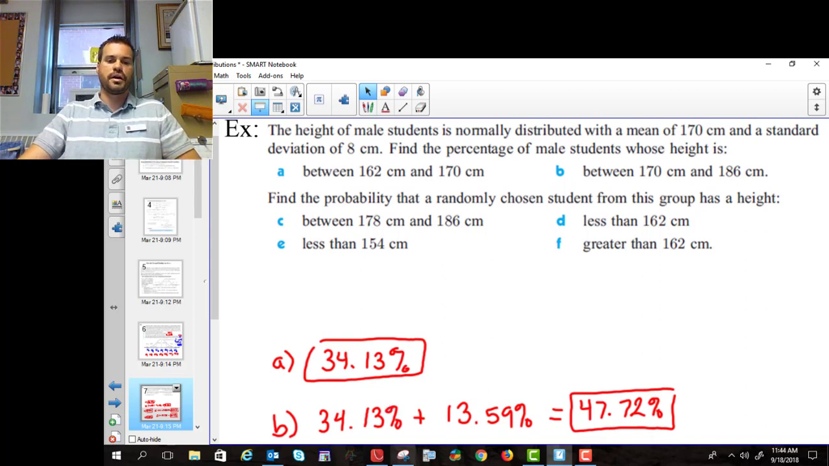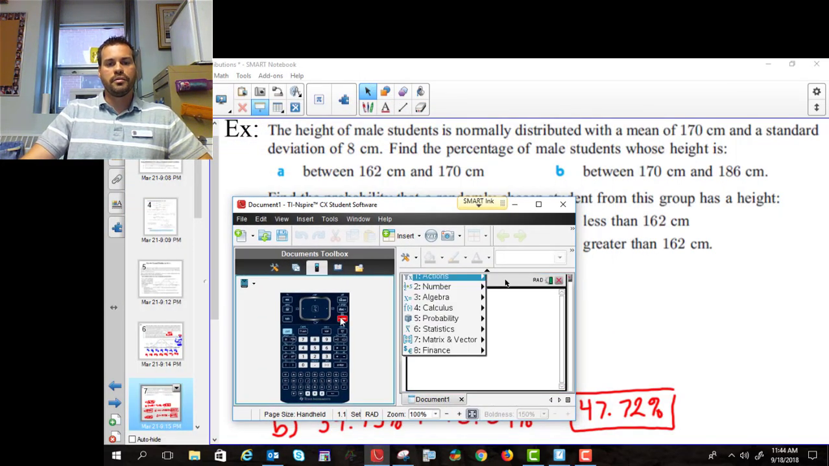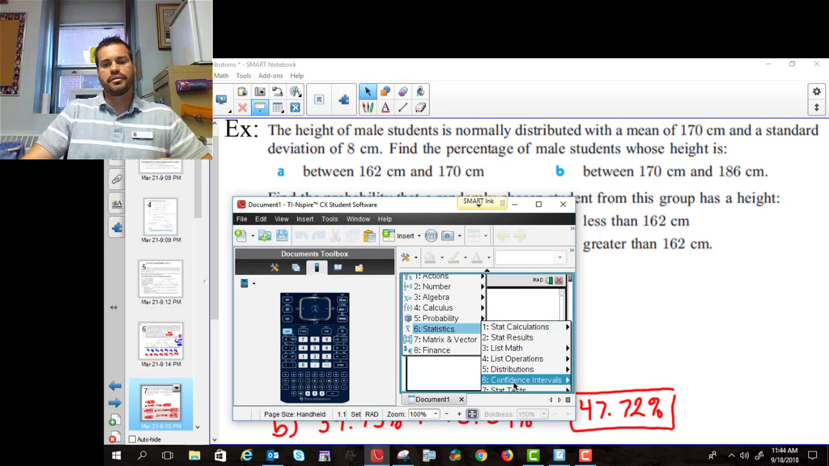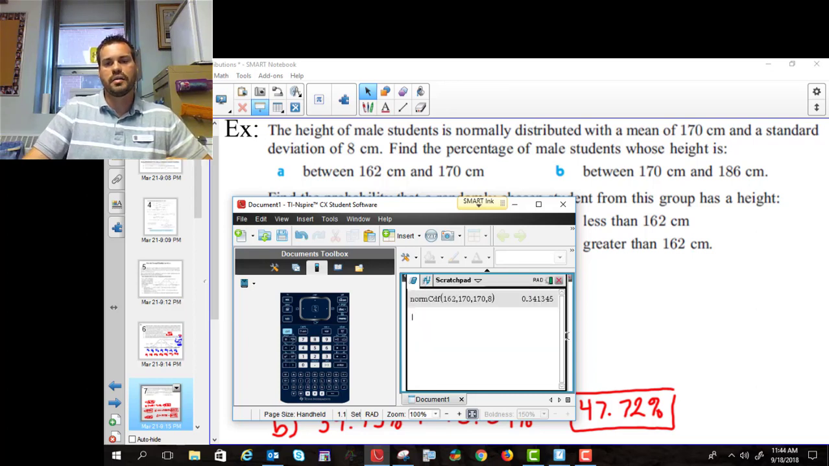The other option is to use your calculator. You're going to go to your menu, go to statistics, and go to distributions again, and you're going to use a normal CDF. The lower bound and the upper bound are the numbers that it gives you. So between 162 and 170, you put 162, and then you go down and put 170. The mean and standard deviation default is 0 and 1. We'll talk about why that is later, but for now, we know our mean is 170 and our standard deviation is 8.